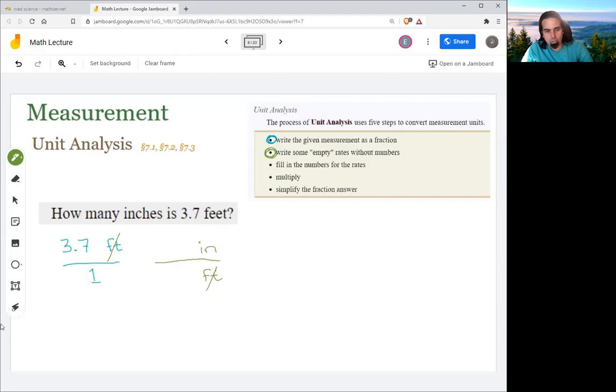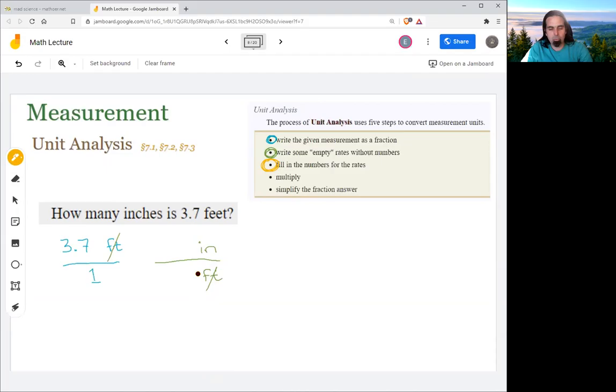That's my second step. I'm going to cancel out my feet. What I have left is inches. Inches is what I want. I'm on a roll. And again, I didn't have to make any choices. If I put the feet up top, I would catch myself and say, to cancel something, one has to be on top and one has to be on the bottom. So I would just erase and put my feet on the bottom and put the inches on top. So far, this is still pretty foolproof. And we like foolproof.